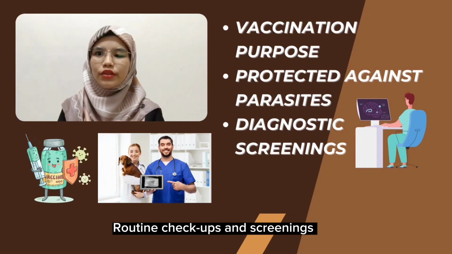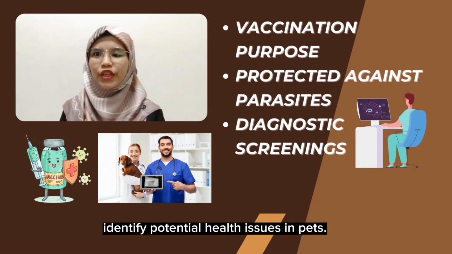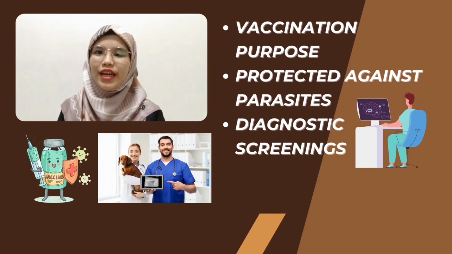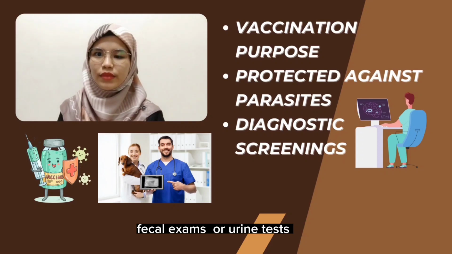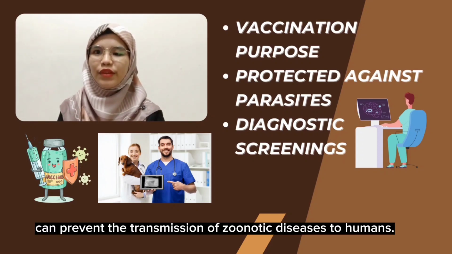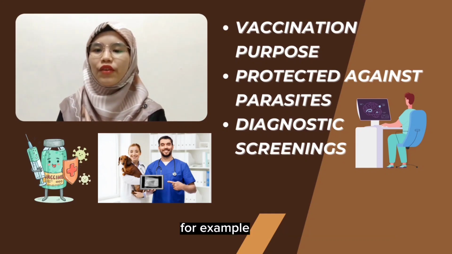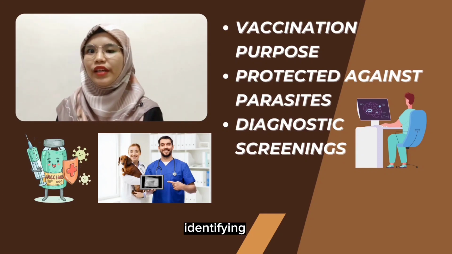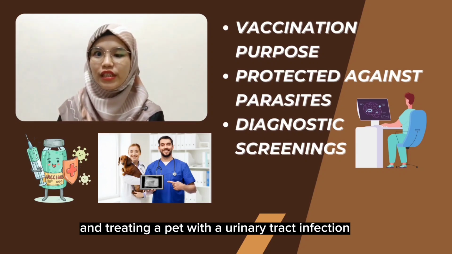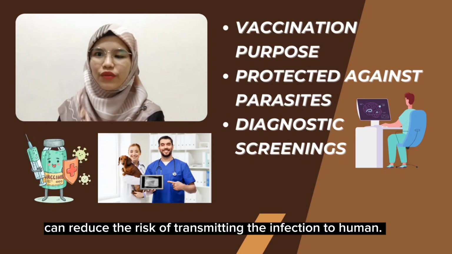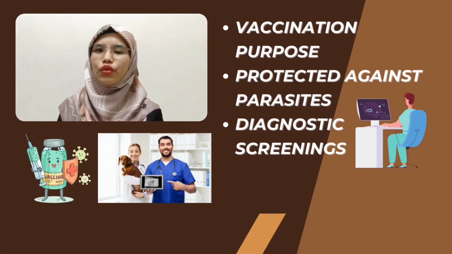Routine checkups and screening conducted during vet visits can help identify potential health issues in pets. Detecting disease early through blood tests, fecal exams, or urine tests can prevent the transmission of zoonotic disease to humans. For example, identifying and treating a pet with a urinary tract infection early can reduce the risk of transmitting the infection to humans.